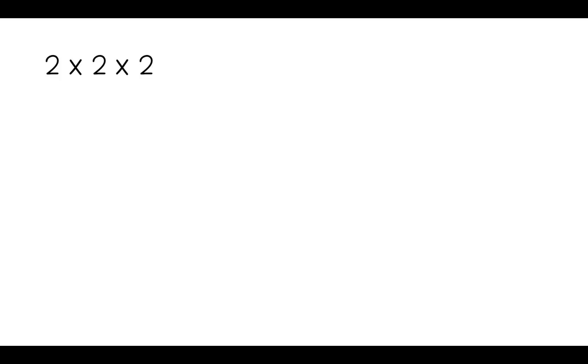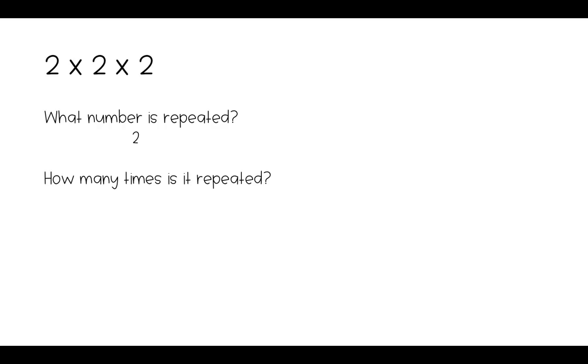So here is a little expression, 2 times 2 times 2. What do you notice about this? The first thing you might notice, well, what number is repeated? So what number is occurring time and time again? And that's the number 2. And how many times is it repeated? So there's 1, 2, 3. So we're saying it's repeated 3 times.